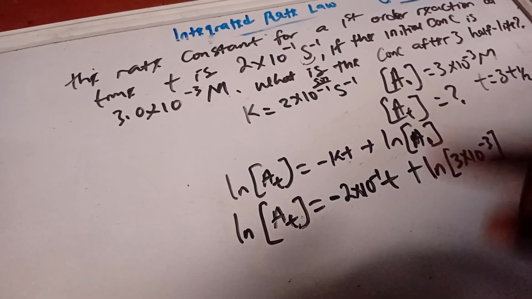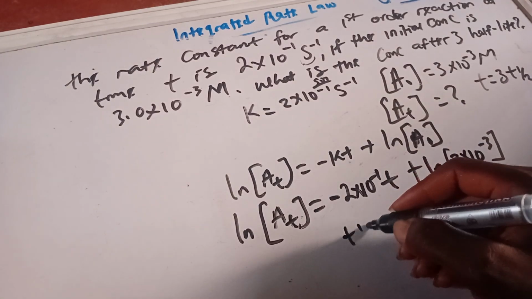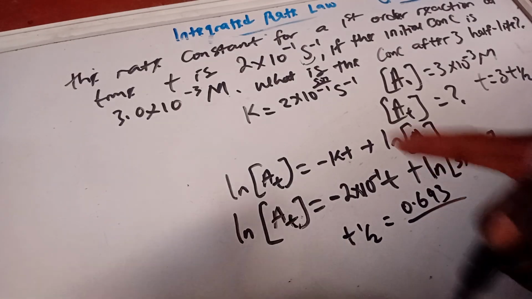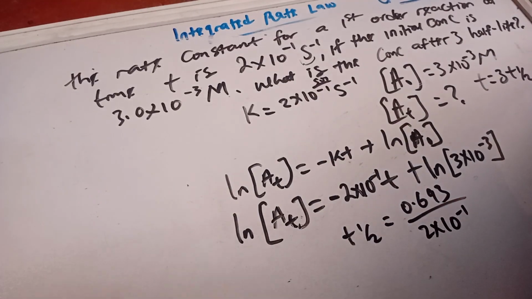So now let's find our t first. Half-life equals 0.693 over k, and our k is 2 times 10 raised to power minus 1. That's the formula for half-life. In normal physics we say 0.693 over lambda; this is like a lambda, so 0.693 over k, the rate constant. That's 0.2, so 0.693 divided by 0.2 gives a half-life of 3.465.